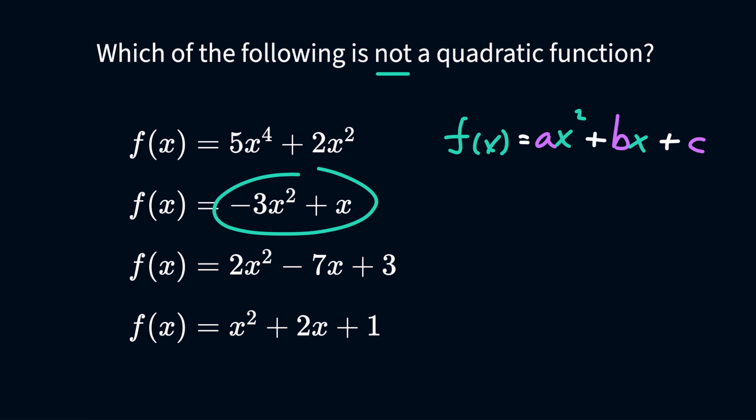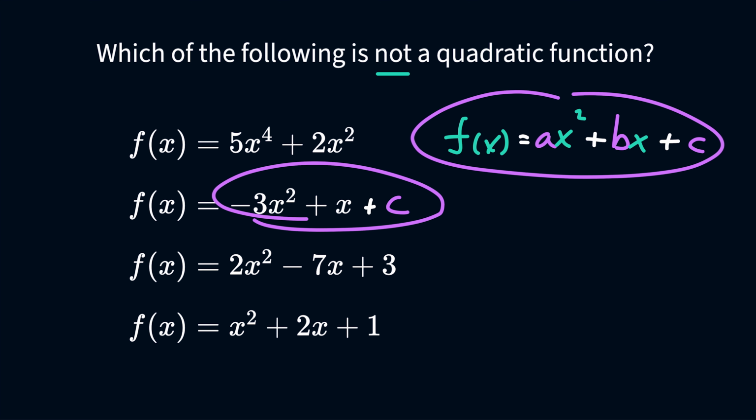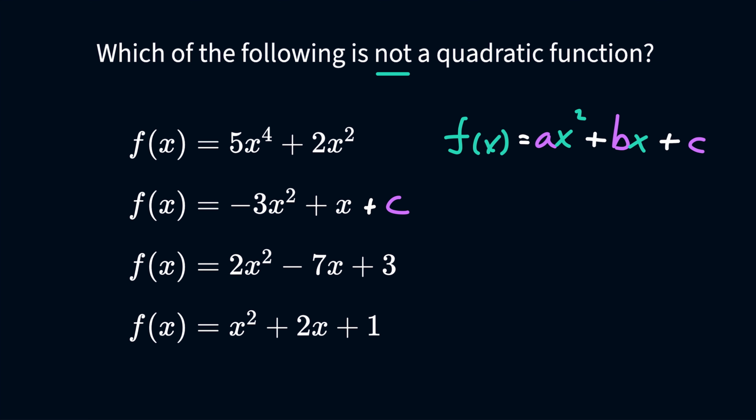This term is indeed a quadratic. Now, you might say, wait a minute, it's missing this c, this constant, and then this would look really close to the standard form. Well, that is true. However, remember, the most important term here is this. So once you see an x squared and nothing higher than x squared, it's a quadratic function. Okay? So that is a quadratic function.